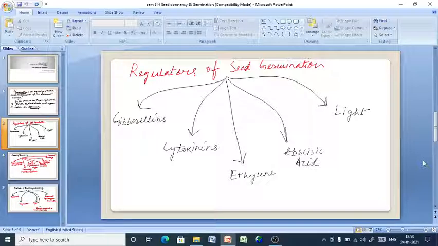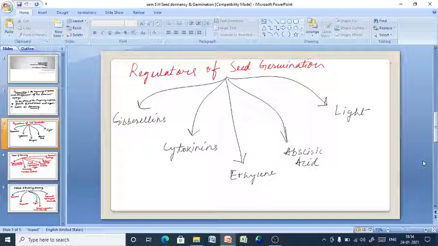And previously we also had a clear idea about the basic role of gibberellin, that they have a role in flowering, they have a role in vernalization, and they also help in the process of internodal elongation.